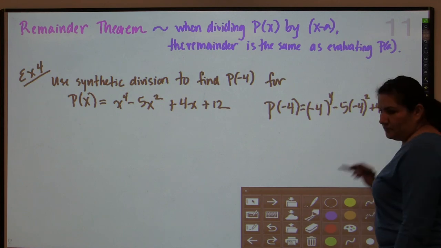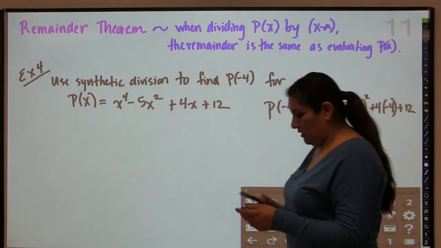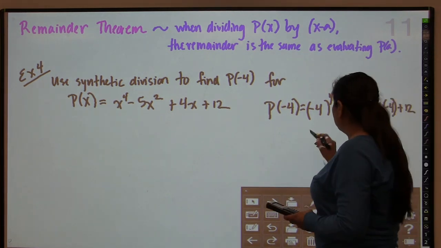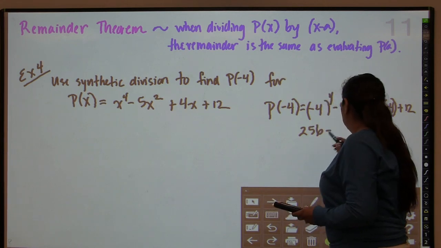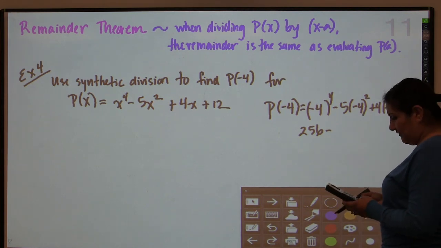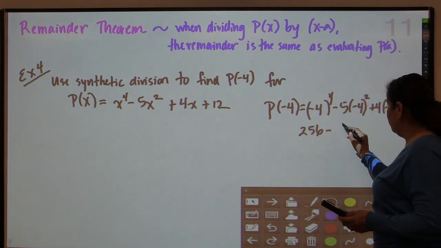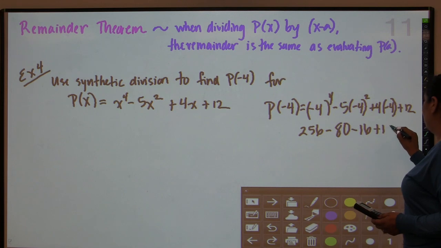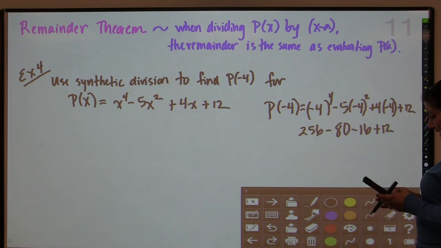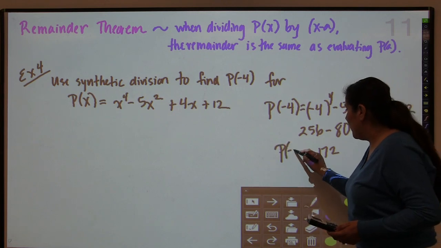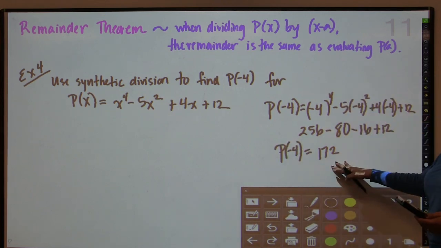And with my trusty little calculator over here, we know that negative 4 to the 4th power is 256. And then we have negative 4 squared, which we know is positive 16. And 16 times negative 5 is negative 80. So there's negative 80. And then 4 times negative 4 is negative 16. And then plus 12. So 256 minus 80 minus 16 plus 12 is actually 172. So when I evaluate the function, I get 172.